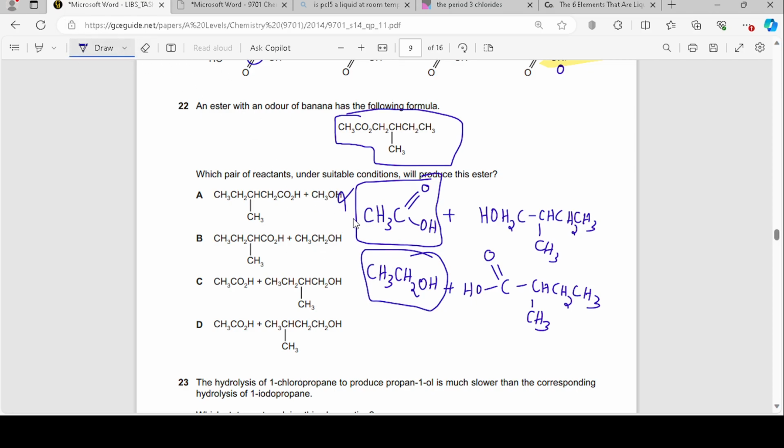The first one includes methanol, so I can cancel that out immediately. I don't see any ethanoic acid or ethanol there. Here I see ethanol, so I'm not cancelling out this option currently. Here I also see ethanoic acid, sorry, so I'm not cancelling out C either. As for D, I see ethanoic acid as well, so I'm not cancelling that out either. But I don't know, am I doing something wrong?